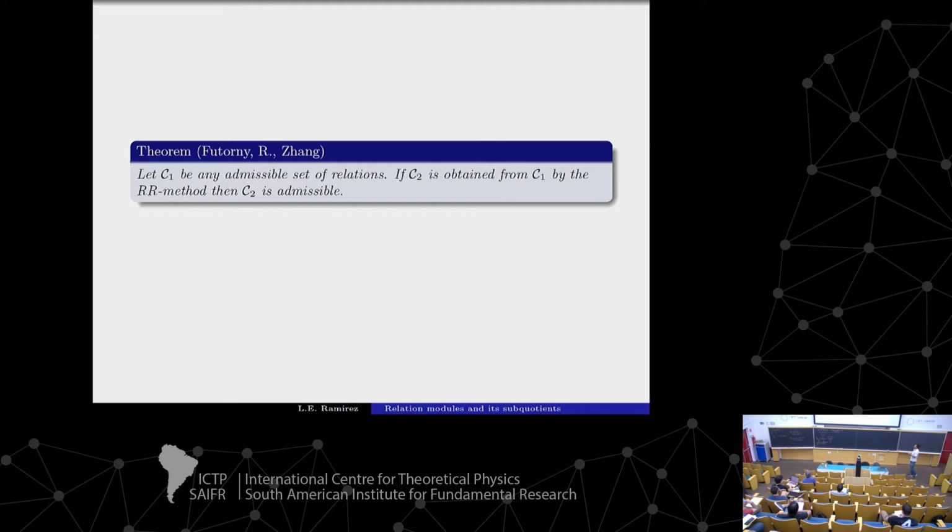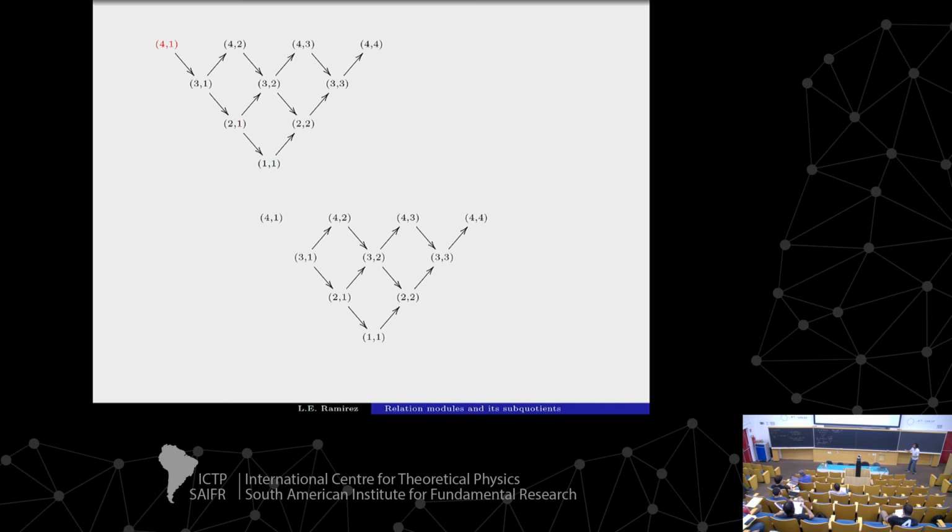Okay, so a nice theorem. If we have an admissible set of relations and you apply this removal relation method, then what you obtain after that is also admissible. So if you start with an admissible set and you remove relations in this way, then you obtain an admissible set. This is quite a nice way to construct admissible sets of relations.